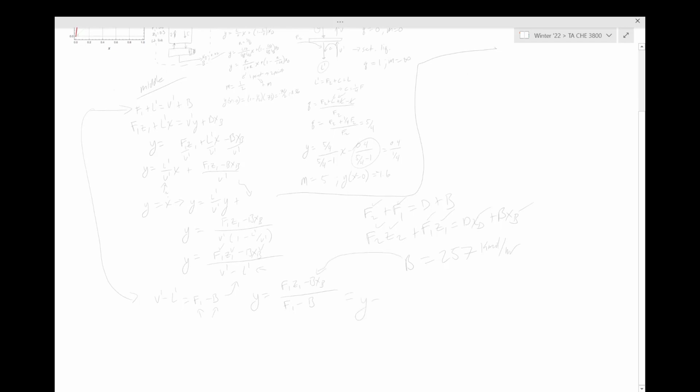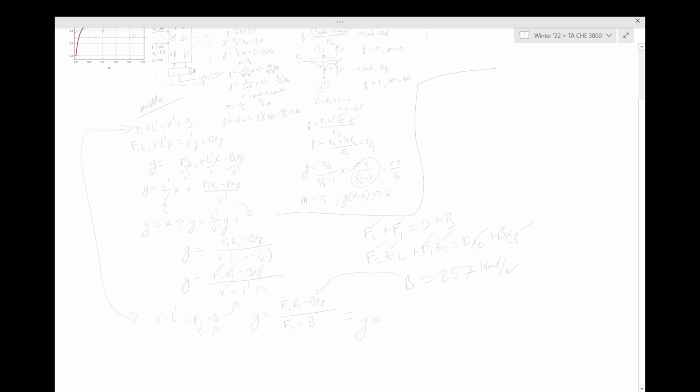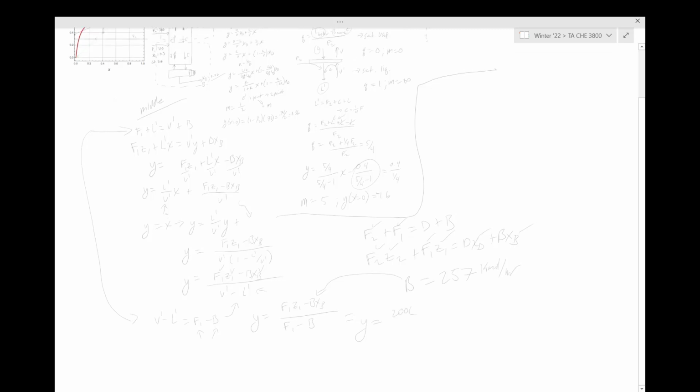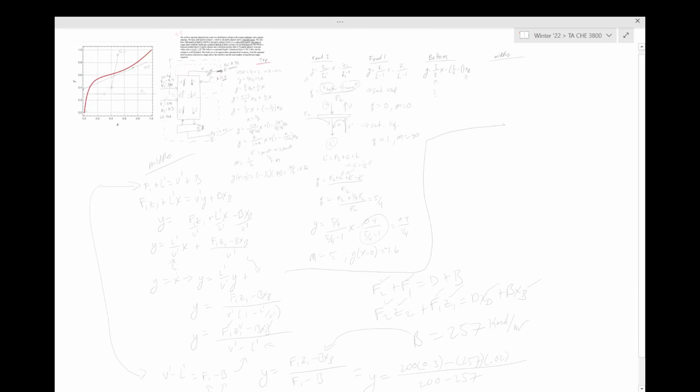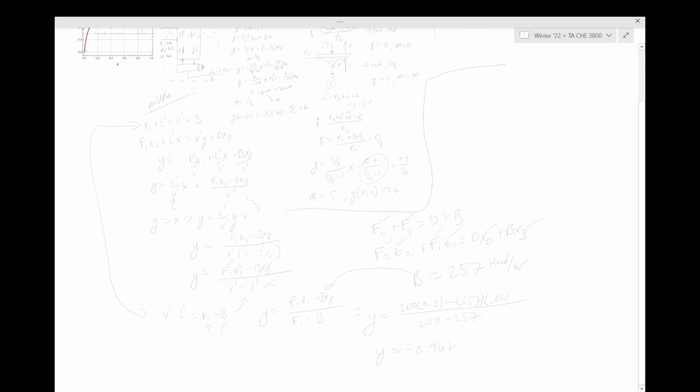So what you get is y is equal to, our F1 is 200, z1 is 0.3, there's our bottom flow rate times our bottom concentration, over 200 minus 257. This gets you negative 0.962. So what was this again? We solved the y value. This y value is the value at which it intercepts the y equals x line. So we can now plot this graph. The value that it crosses the y equals x line at is about negative 1.